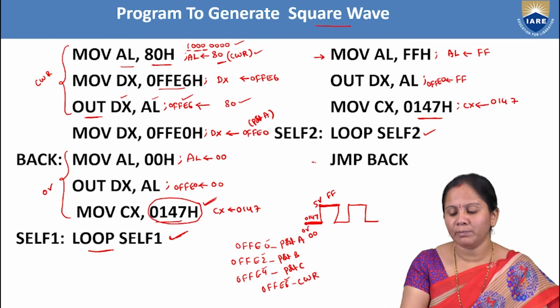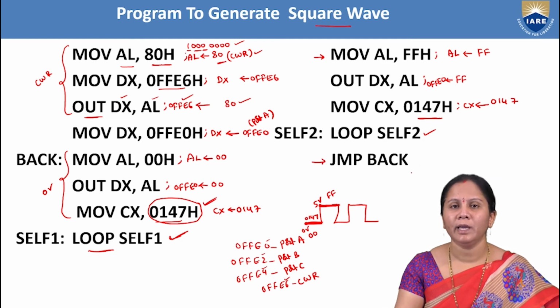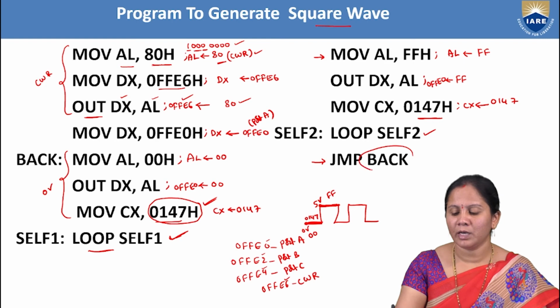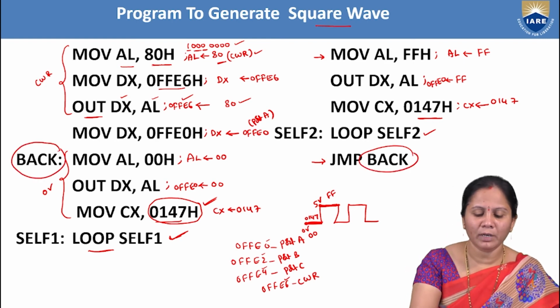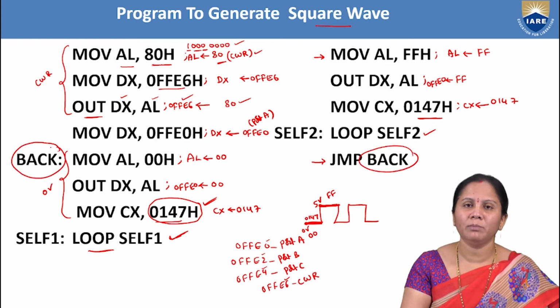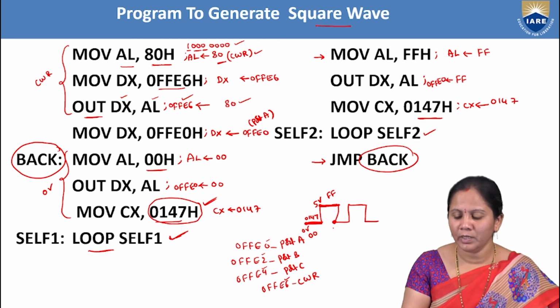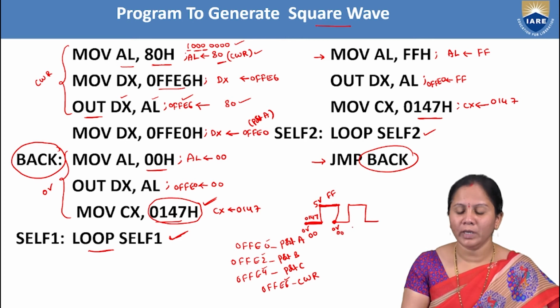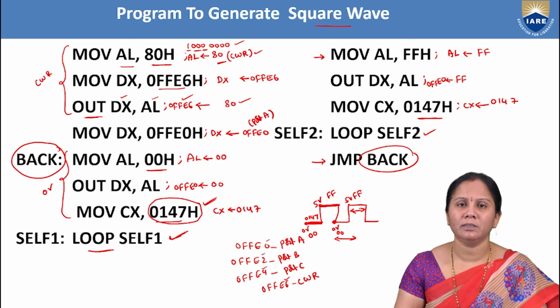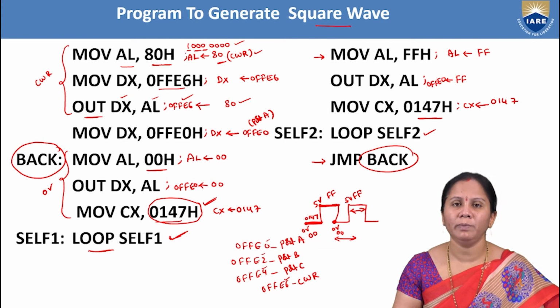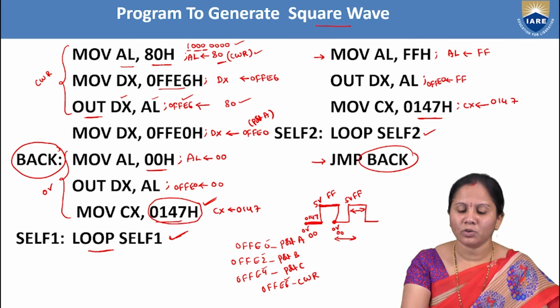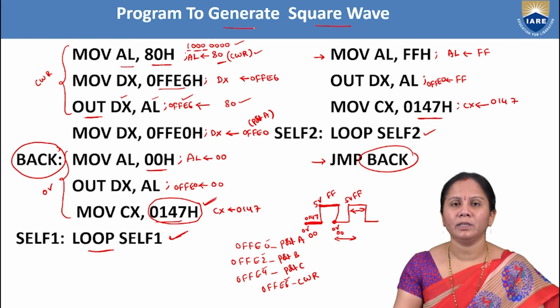Once the delay is completed, the next line, JMP back, will be executed. Jump back means the control will again move to the label back. If it goes to the label back, again the next cycle will start from 00 and continue with the same delay. After completion of this delay, it will move to the maximum voltage FF, and again it continues with the same delay. Like this, a uniform continuous square wave will be generated. So this is how we have to write the program to generate the square wave.